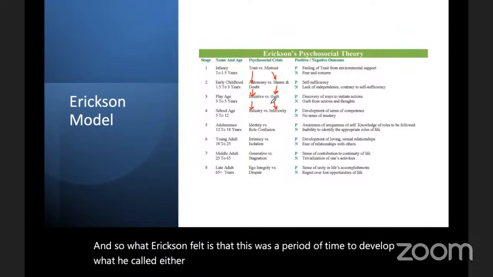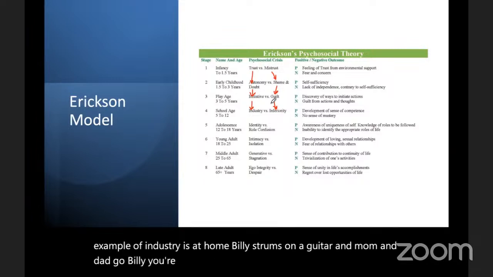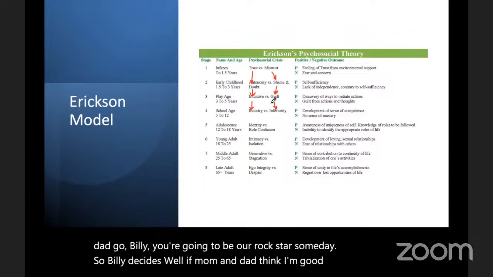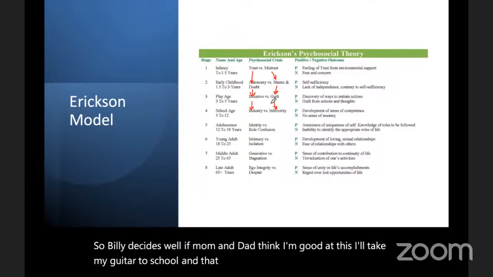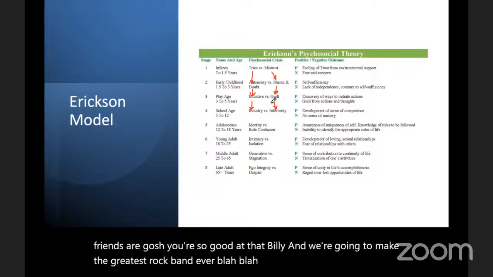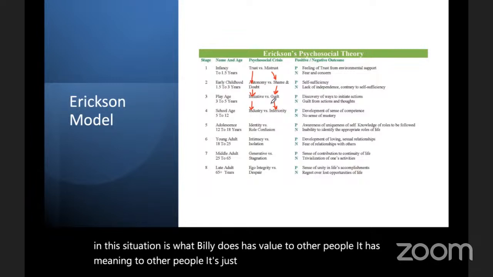industry or inferiority. Okay. And maybe the example of industry is at home, Billy strums on a guitar and mom and dad go, oh, Billy, you're going to be our rock star someday. So Billy decides, well, if mom and dad think I'm good at this, I'll take my guitar to school. And at school, he plays the guitar and all of his friends are, gosh, you're so good at that, Billy. We're going to make the greatest rock band ever. And what Billy is learning in this situation is that what Billy does has value to other people. It has meaning to other people. It's just not purposeful for himself. Okay.